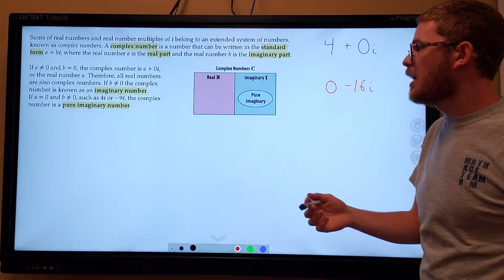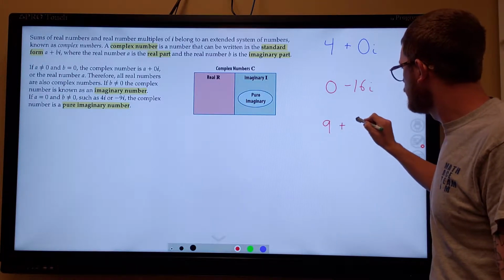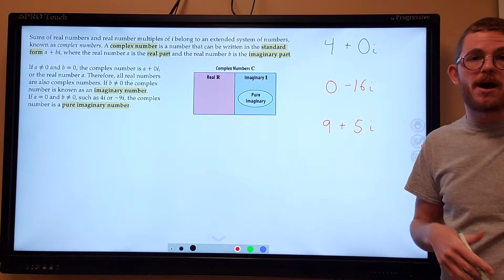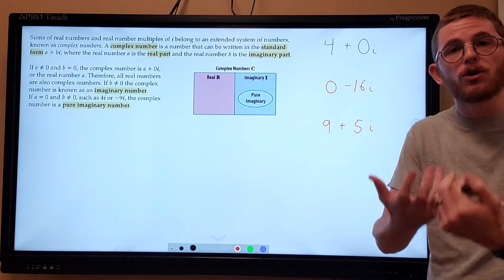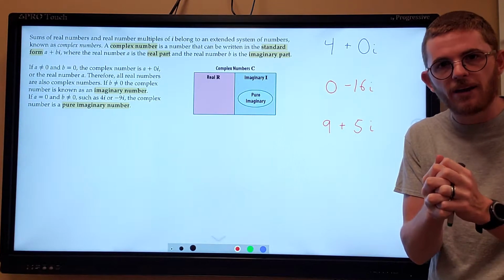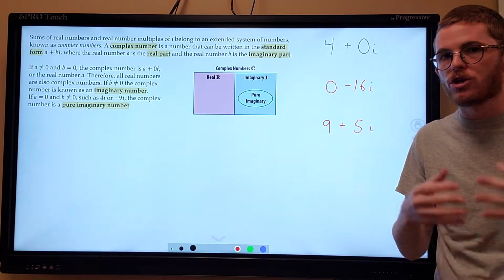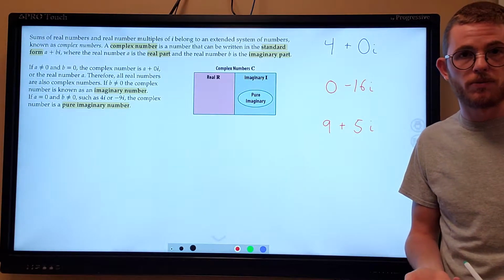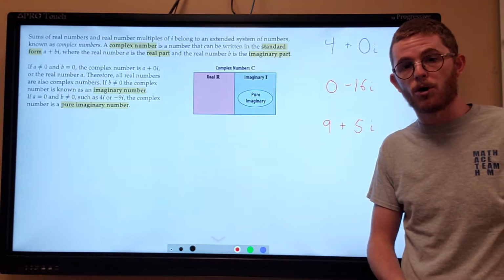And of course, we can have things like 9 plus 5i. This clearly has a real value, an imaginary value. If you hear the word pure, it means it only has imaginary or only has real, but a general complex number, we can express anything as a complex number, giving it a real and an imaginary part.